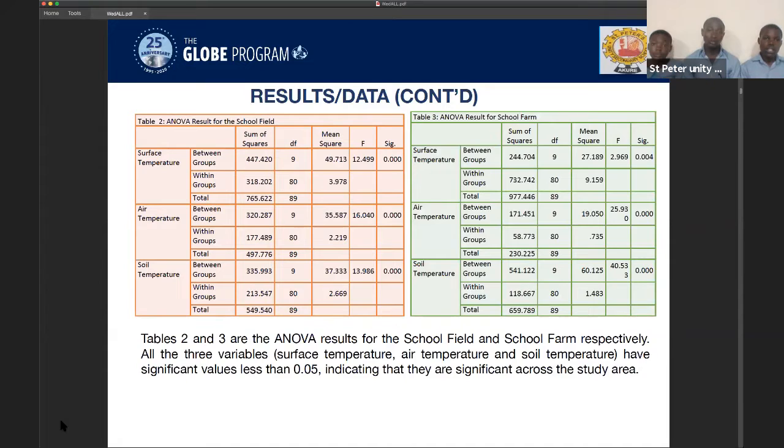These results shown in the slide are the ANOVA results of the school field and the school farm. For the surface temperature, air temperature, and soil temperature, we recorded significance values of 0.000, 0.000, and 0.000. Here, significance values less than 0.05 indicate that the values are significant across the study area. We also obtained similar values in the school field, school farm, and the cement floor, but the cement floor is not shown here in the slide. Next slide.